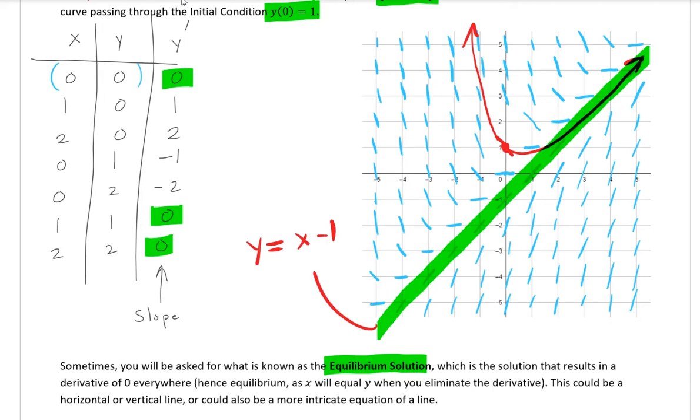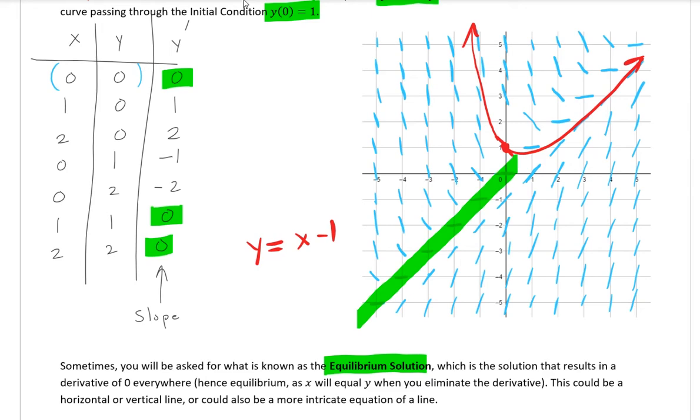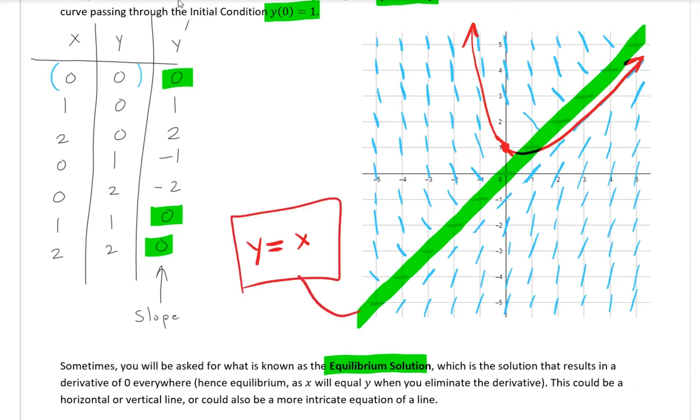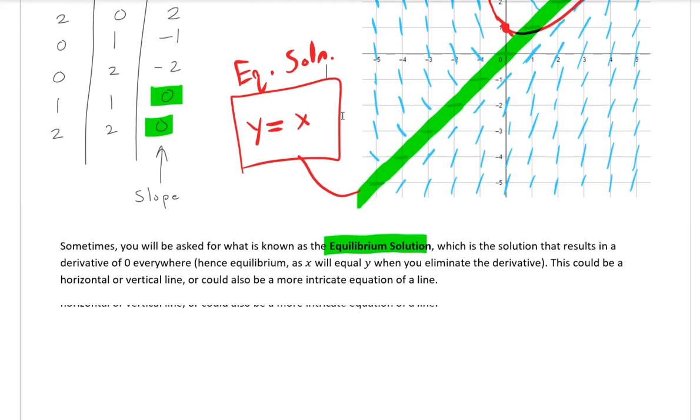Oh, sorry, not y equals x minus 1, not that line. Where slope is 0, which is here. So you the horizontal lines. So that's just at y equals x. So that would be our equilibrium solution. All right, sometimes it'll be a horizontal line, sometimes it'll be a diagonal line, and you can usually graph them. Again, these are going to be pretty simple first order, so they shouldn't be too complex.